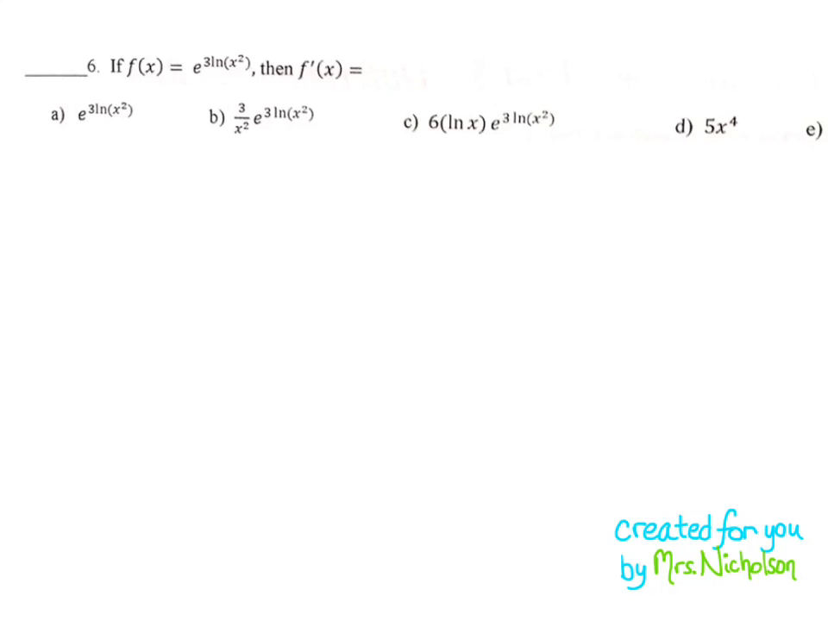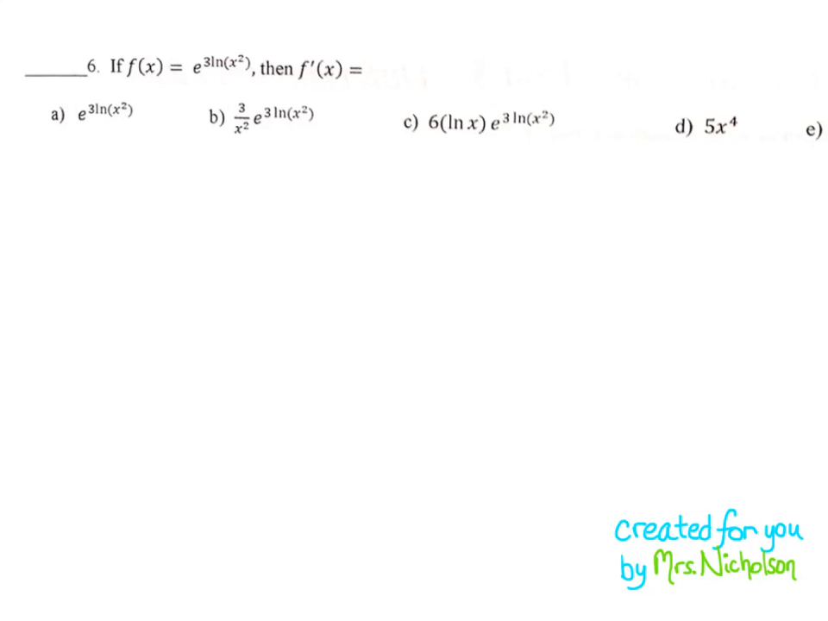All right, moving on to question number 6. Here on question number 6, I have e to the 3 times natural log of x squared power. Now, a lot of you, when we were working on the review, did a chain rule here, which is certainly appropriate. We do have a chain. In fact, I've got 3 different functions here being composed together, and so the chain rule is appropriate.